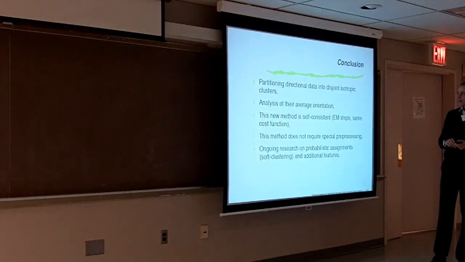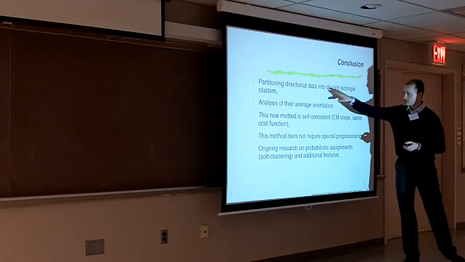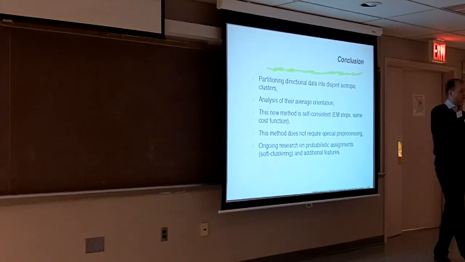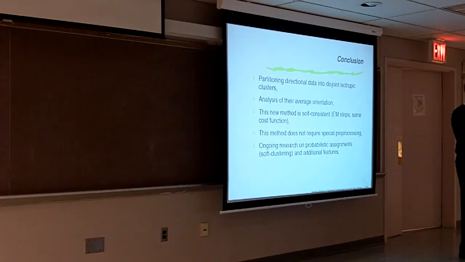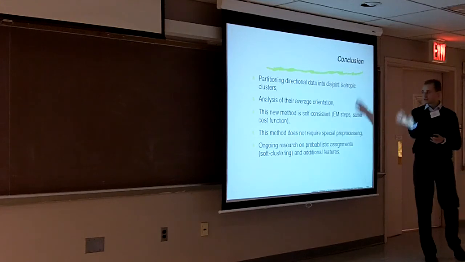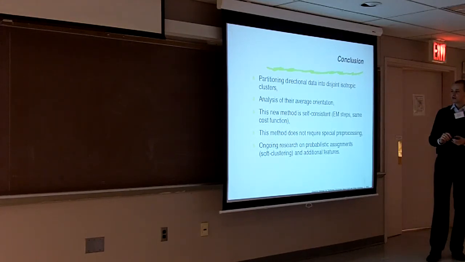In conclusion, we partition data points into isotropic clusters. Another improvement is when we want to make a sub-clustering: sometimes we don't have an isotropic distribution, we have a girdle distribution, a long elongated distribution on the unit sphere.